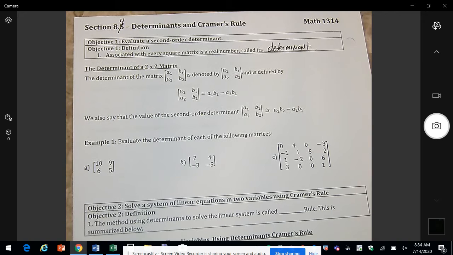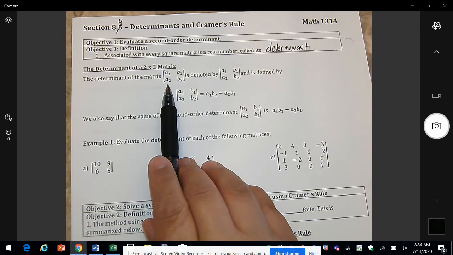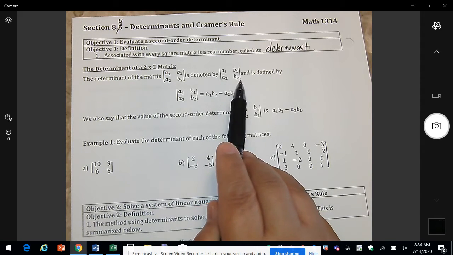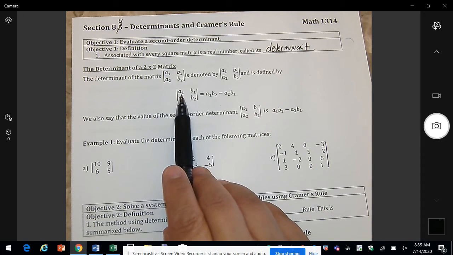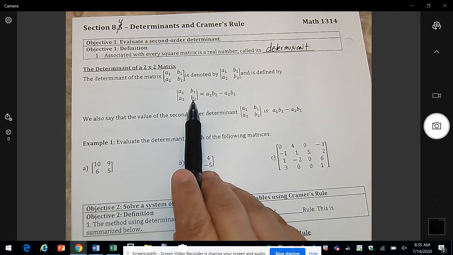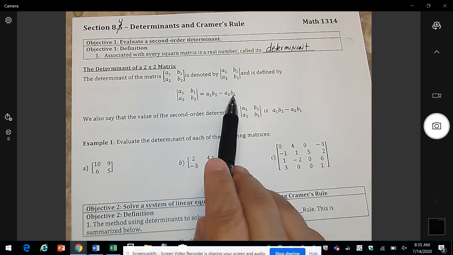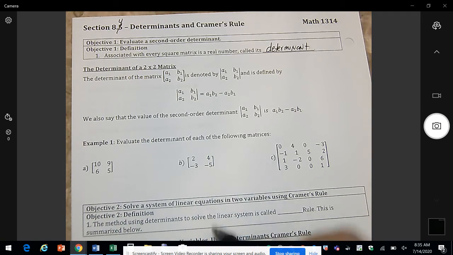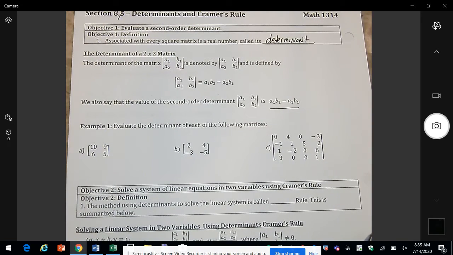The way we find a determinant is, if we have a matrix, the symbol for the determinant is these straight lines that look like the absolute value. To find it, we multiply A1 times B2 and then subtract A2 times B1. We also say that this is the value of the second order determinant. Okay, so evaluate the determinant of each of the following matrices.